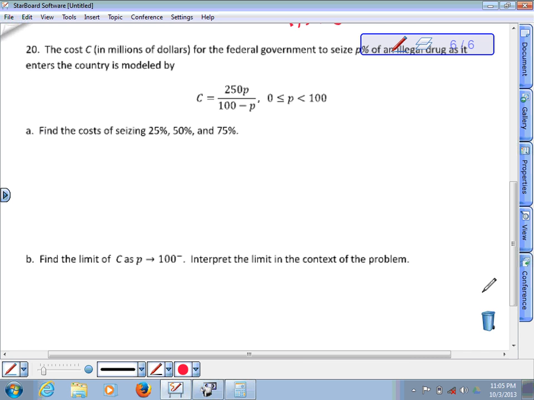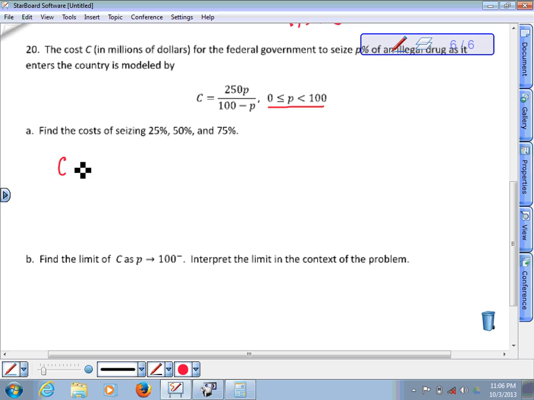Last one. The cost for the federal government to seize P% of an illegal drug as it enters the country is modeled by this. P has to be between 0 and 100. Now the way that this is set up, we can use the percent of P as the actual number, because P is between 0 and 100. So we don't actually need to change these to decimals. We can use 25% as the number 25 and 50% as the number 50.